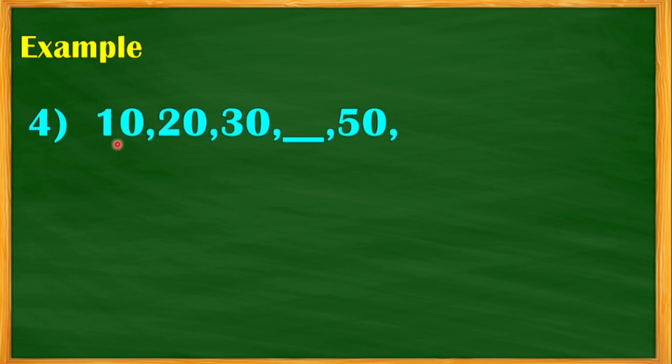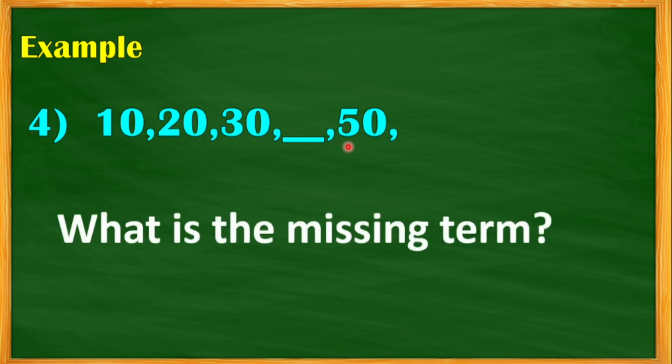Next, the sequence is 10, 20, 30, blank, 50. What is the missing term? So we have 10, 20, 30. Observe the sequence. Very good. It is a multiple of 10. So you're going to add 10 to the preceding number. 10 plus 10, 20. 20 plus 10, 30. And 30 plus 10 is 40. So the missing term is 40.